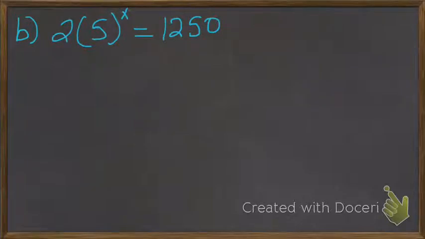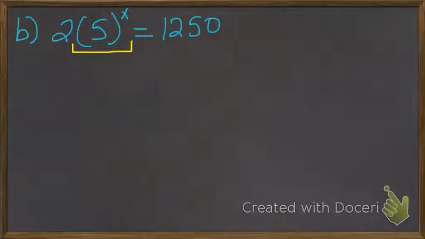If we move on to B, we have something a bit more complicated, where we say 2 times 5 to the power of x is equal to 1250. The first thing we need to do is isolate what I'm going to underline here as the exponential part of the equation. So we want to get this highlighted part here alone.